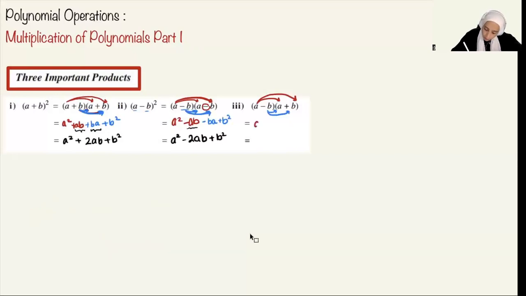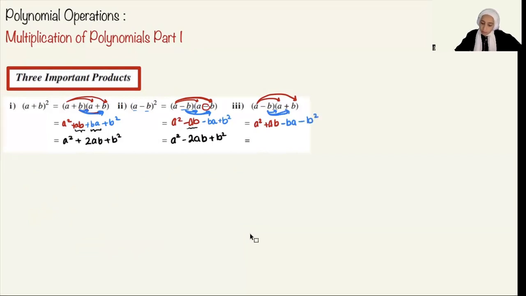We get a times a, that's a squared. A times b, that's plus, and b is positive, so plus ab. Negative b times a, that's negative ba. And then negative b multiplied by positive b, that's negative b squared.